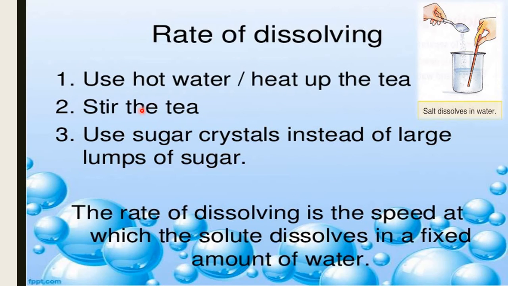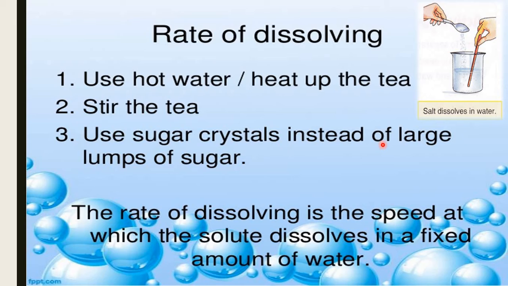So, rate of dissolving. As you know the factor that affects the dissolving, you must put hot water, which means the temperature is high, or you heat up the tea. After that you have to stir the tea like the diagram here. You hold a spoon, then you stir the liquid inside the glass or cup. And then you use sugar crystals instead of large lumps of sugar.